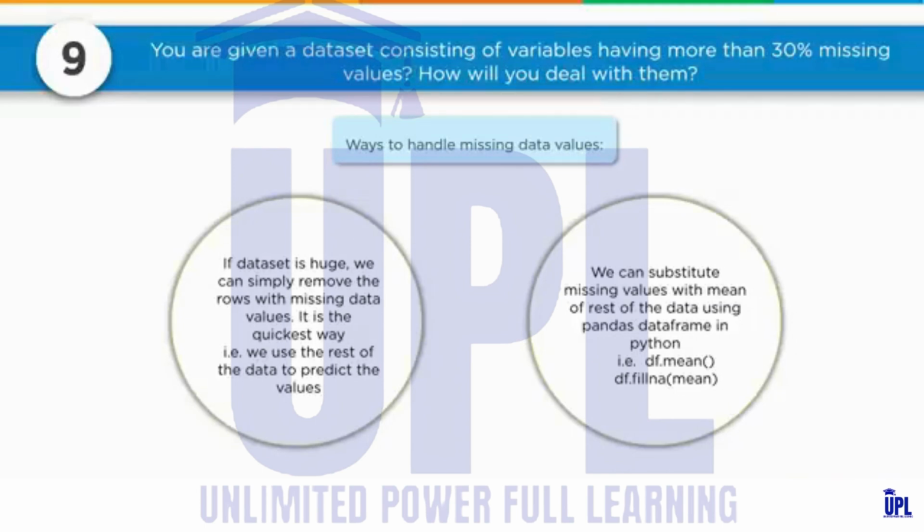we use the rest of the data to predict the values. You just go in there and say any row of our data that has an NA in it, get rid of it. That doesn't work with smaller data. So with smaller data, you start running into problems because you lose a lot of data.